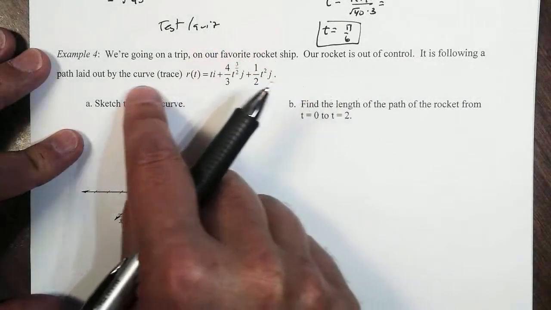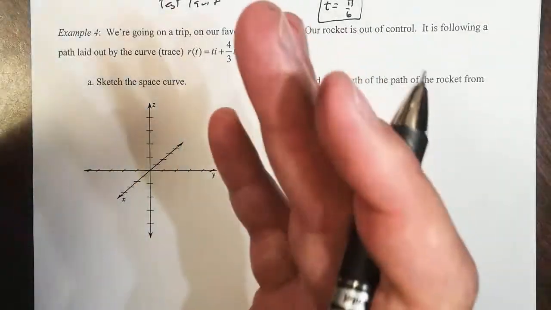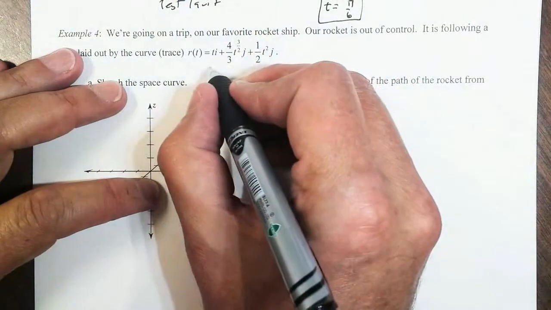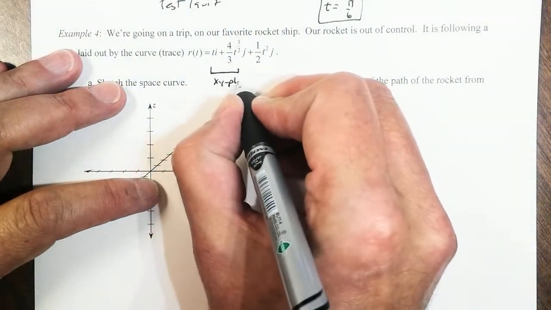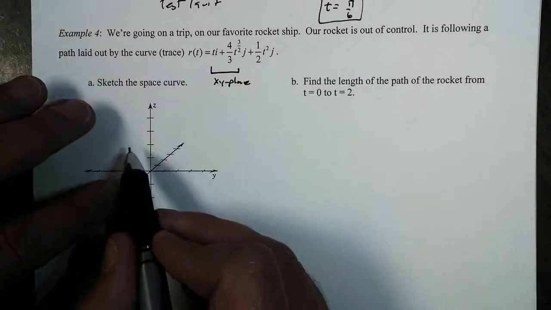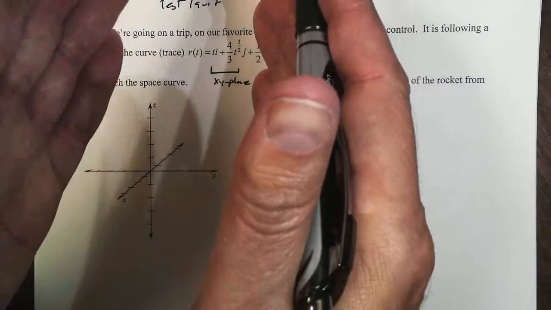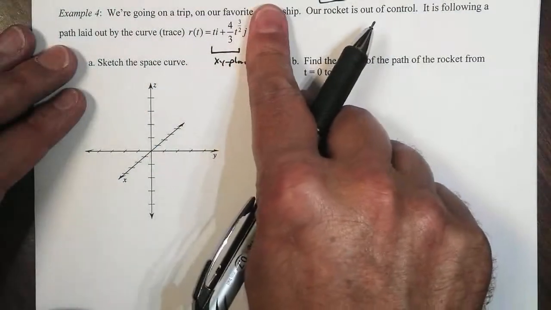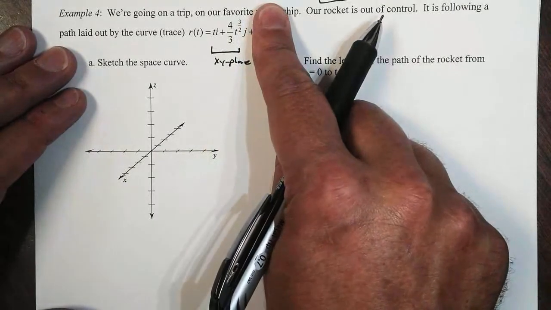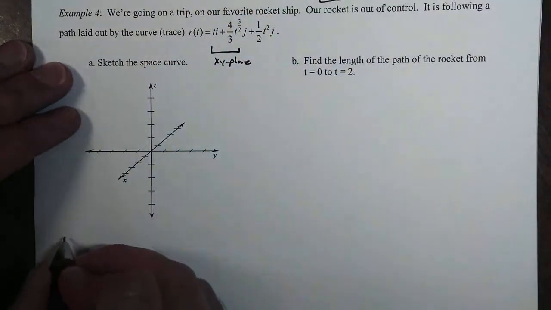So we want to sketch this. In order to sketch this, I'm going to do a couple of things. First thing I'm going to do is start with the XY plane. This is almost like a projection. So this is a graph in space. I'm going to look at the projection only on the XY plane. In other words, I'm going to pretend like Z is just 0. So I'm looking at a graph only on the XY plane. And that's where I start.